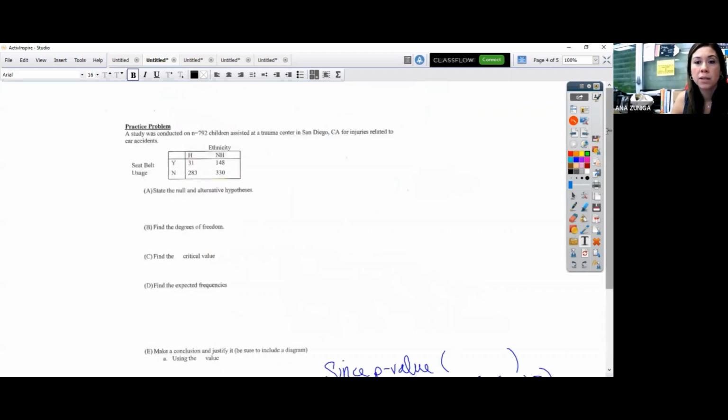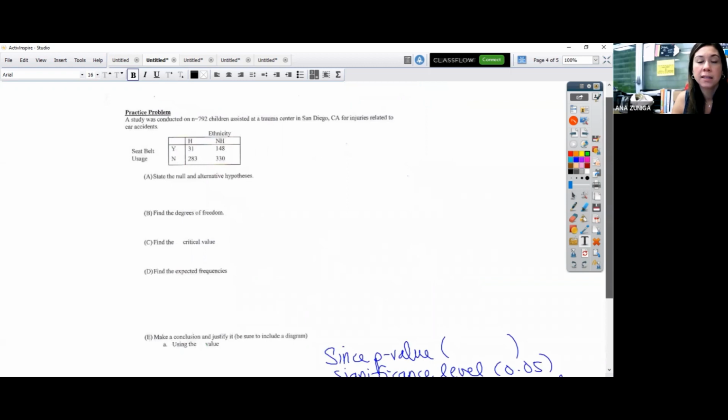The next problem that we did was the problem about ethnicity and seatbelt usage. Let's take the calculator again. Go back to your matrix, second x to the -1. Go over to edit, press enter for matrix A, and this is a 2x2 matrix, okay? So now you're going to enter the values 31, 148, 283, 330. We already had the rest of this filled out, but pretend we didn't, and we're ready to just make a conclusion based on these numbers.